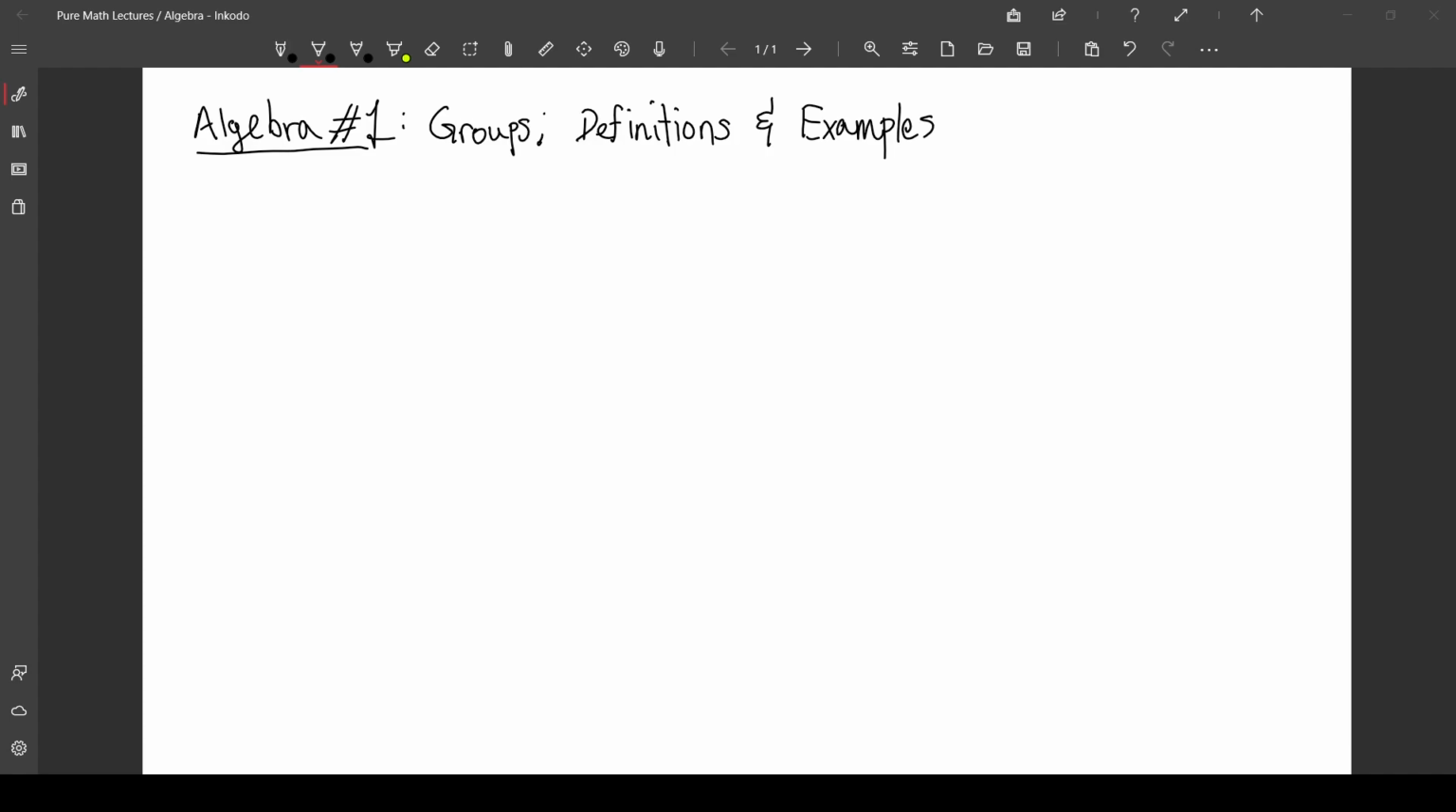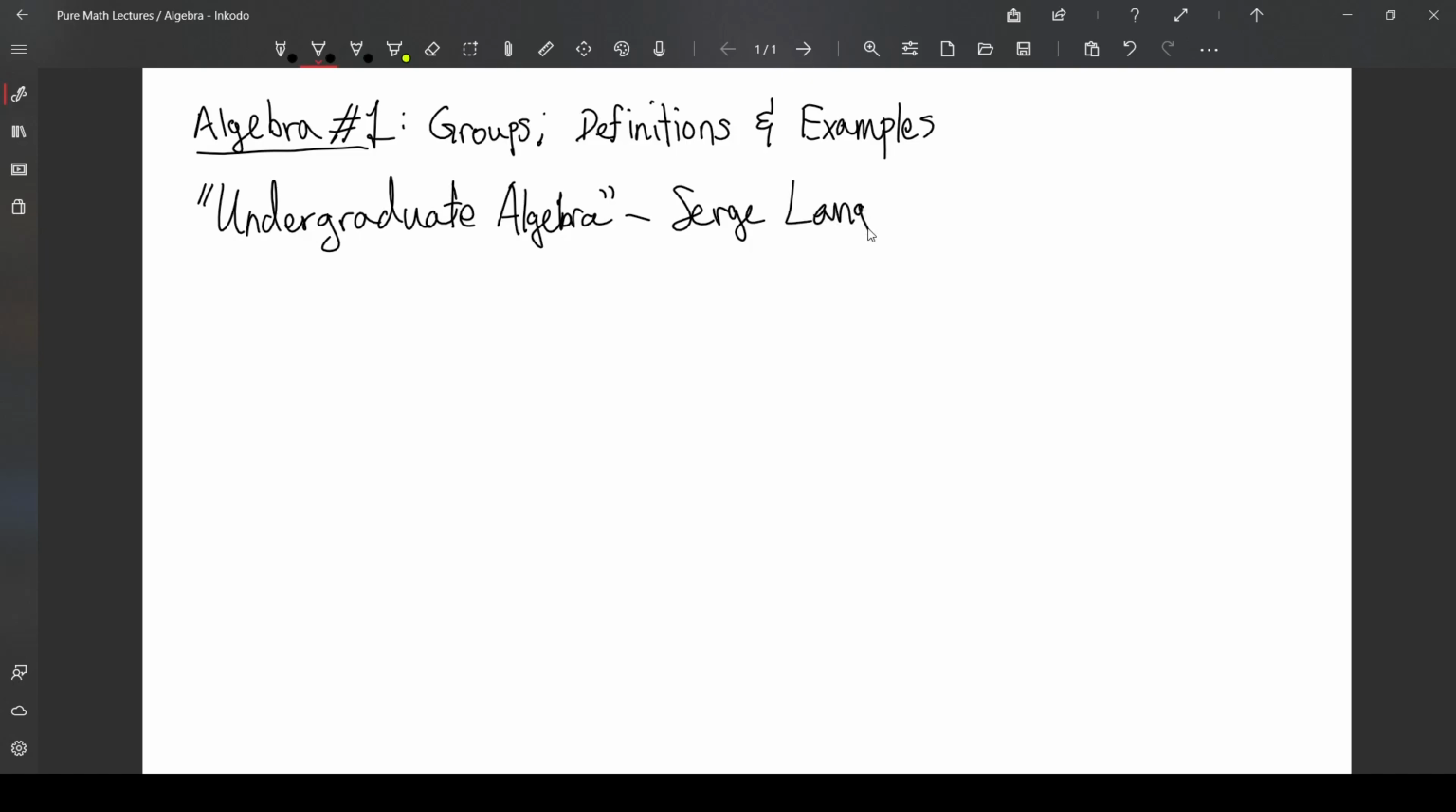My lectures are essentially going to be following the book Undergraduate Algebra by Serge Lang. I don't exactly know how to say his first name. This is a wonderful book. This is the book that I used to learn abstract algebra. It goes pretty in depth, especially if you do all the exercises.